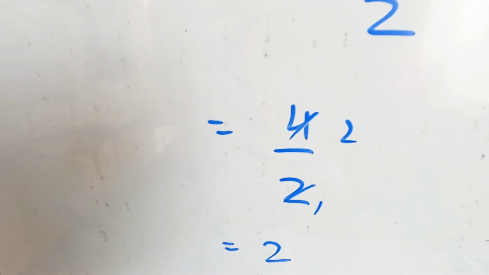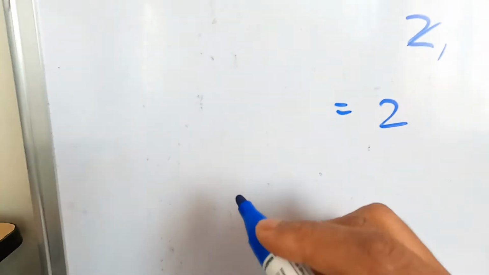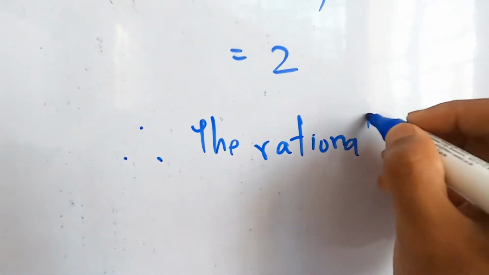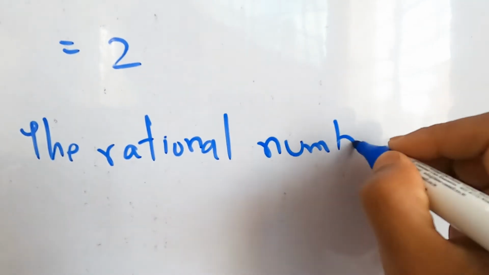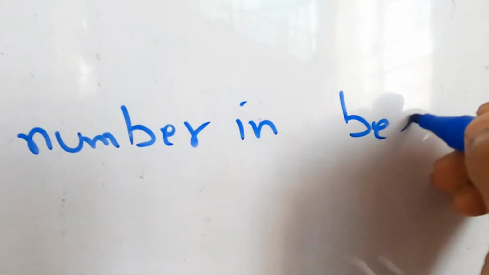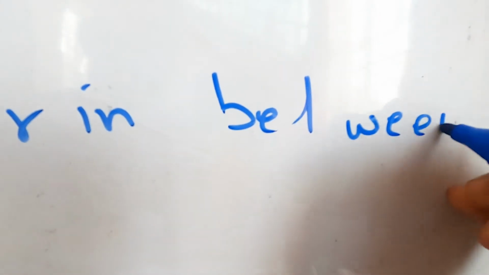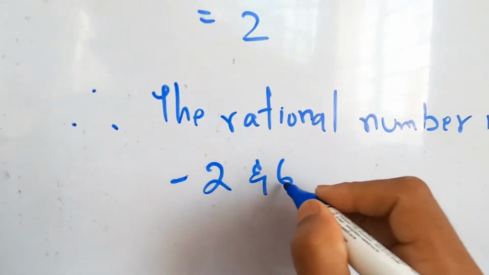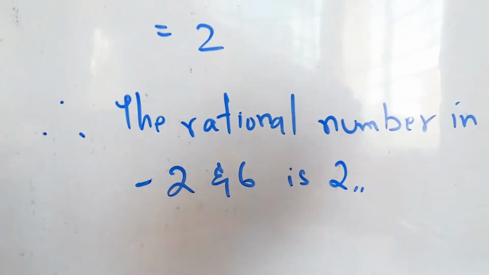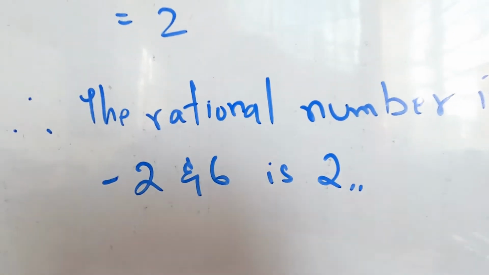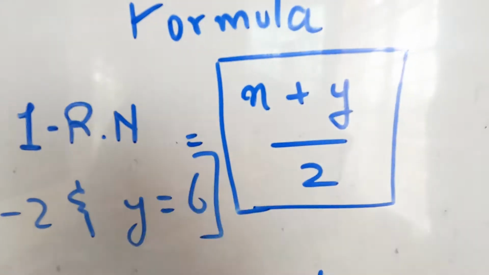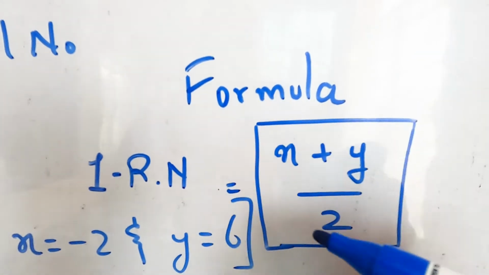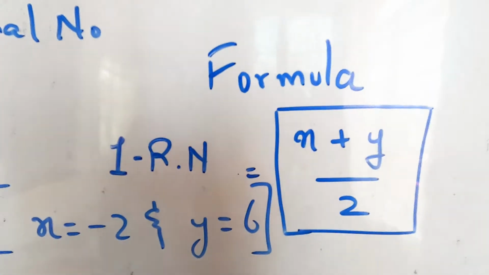So in this case, here you will write: therefore the rational number in between minus 2 and 6 is 2. Alright, so it's very simple. We just simply use this formula x plus y divided by 2. So this formula is useful only for finding one rational number.